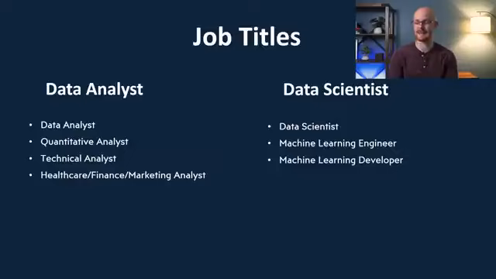Next, for a data scientist, we have, of course, a data scientist. This could be data scientist 1, 2, 3. Same thing for data analyst. You'll see data analyst 1, 2, 3. We also have machine learning engineer and machine learning developer. So if you're looking to become a data analyst or data scientist, these are some of the job titles that I would be looking for.